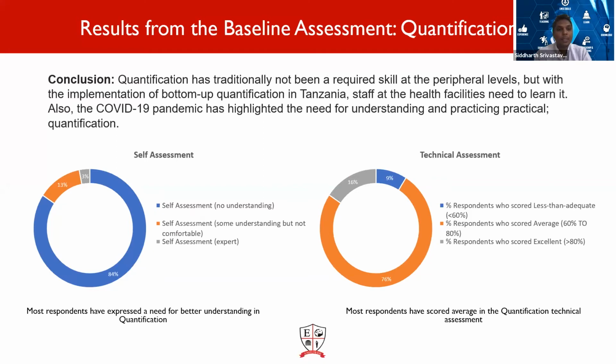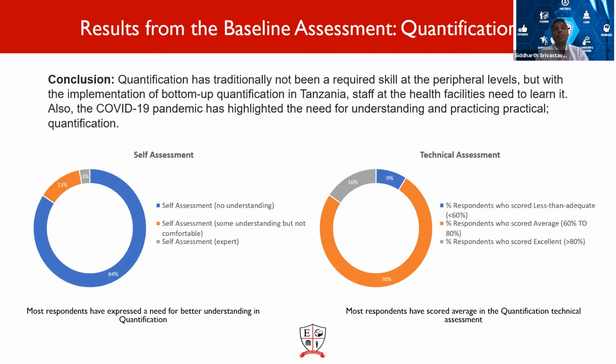In terms of self-assessment, over 80% have expressed that they have no understanding, and 97% have little or no understanding of quantification. This is also reflected in the technical assessment, where most respondents had an average score between 60 and 80%, and a good number scored below that. This is not surprising, because quantification has traditionally not been a required skill at the peripheral levels, since it has been top down. However, in recent years Tanzania has started moving towards bottom-up quantification, which is the topic of discussion today.